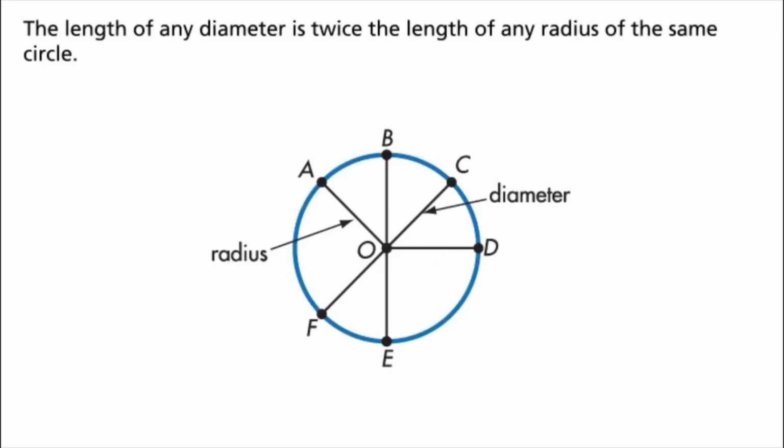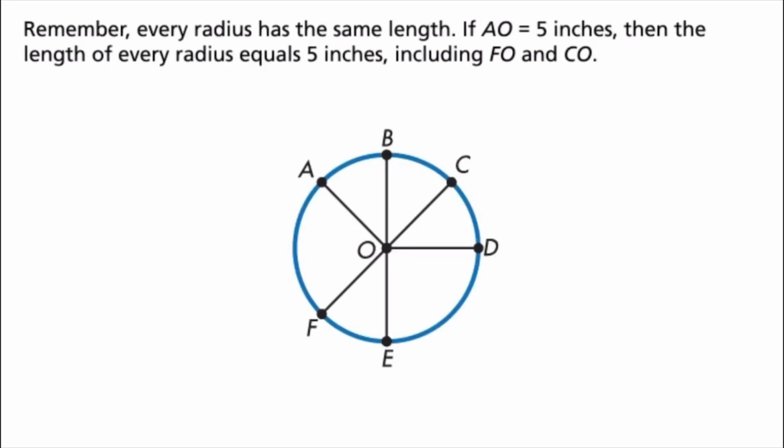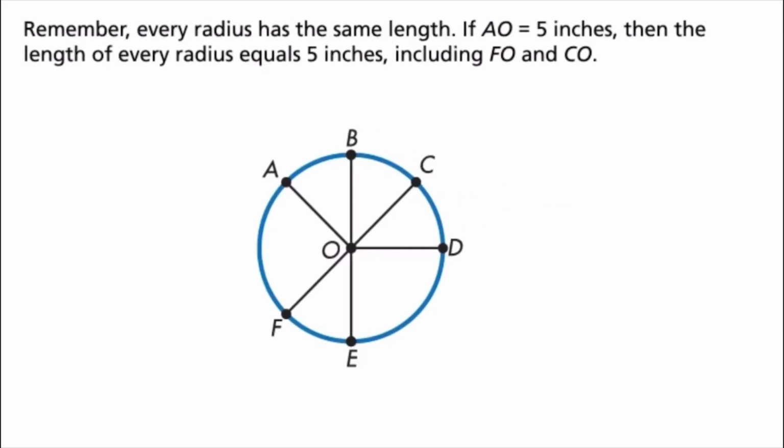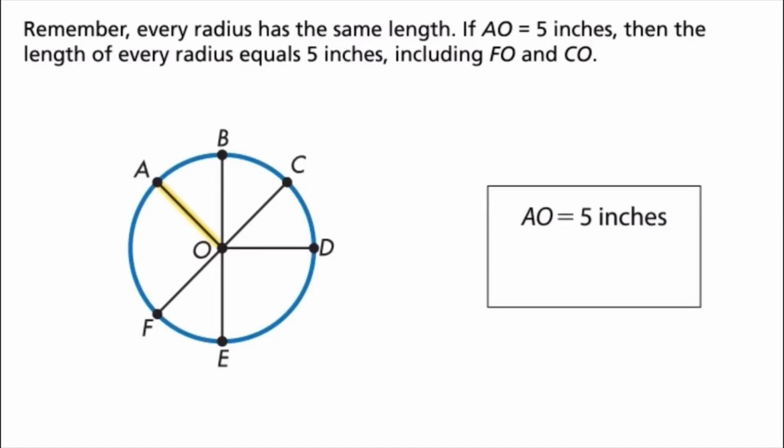The length of any diameter is twice the length of any radius of the same circle. Remember, every radius has the same length. If the length of line segment AO equals 5 inches, then the length of every radius equals 5 inches, including FO and CO.